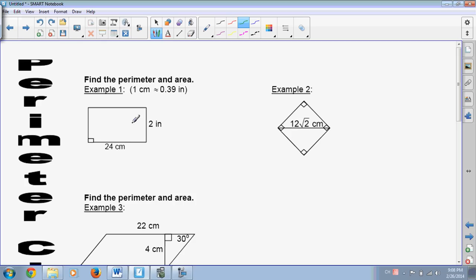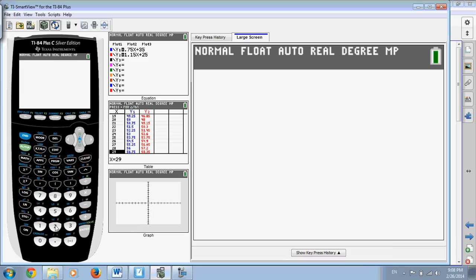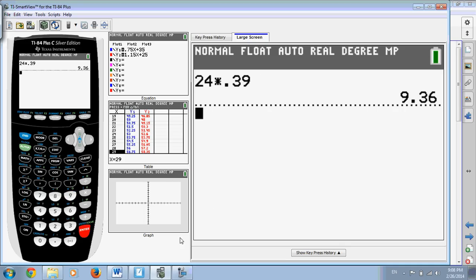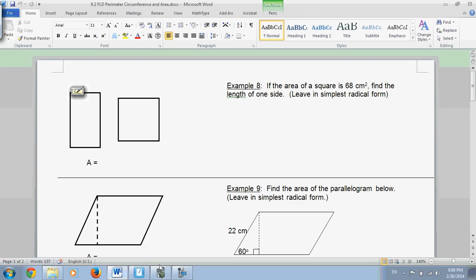The first one is a rectangle. And please notice that it gives us a conversion. 1 centimeter is 0.39 inches. And you notice we have inches on the width, but the length is in centimeters. So we want to convert centimeters to inches here. So if we have 24 centimeters and we know 1 centimeter is 0.39, we're going to take 24 and multiply that times 0.39, which will give us 9.36 inches.